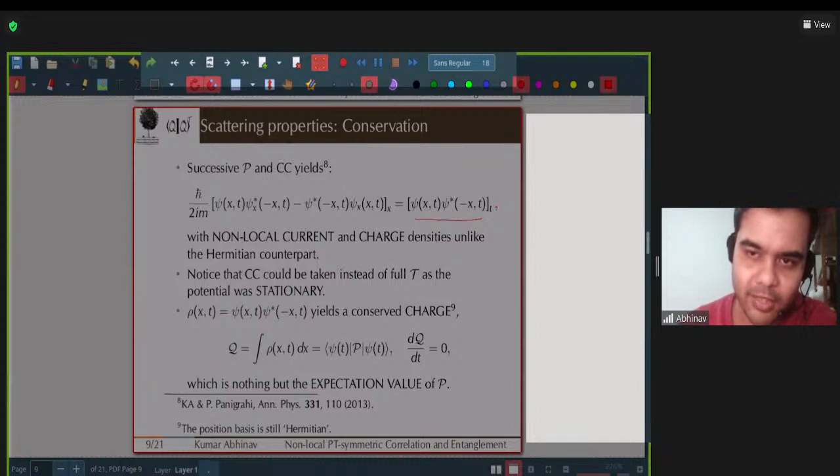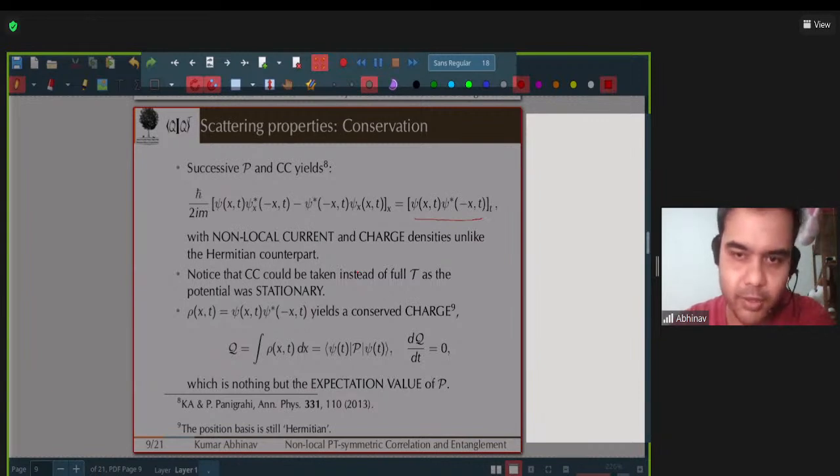So the right-hand side will give us a total derivative of some quantity, which will be conserved because the left-hand side will be 0. But this conserved quantity is, by structure, non-local. This charge is non-local because it relates two points, x and minus x. So I am again stressing that you are taking complex conjugation, but not full time reversal. And that's because of the potential we encounter.